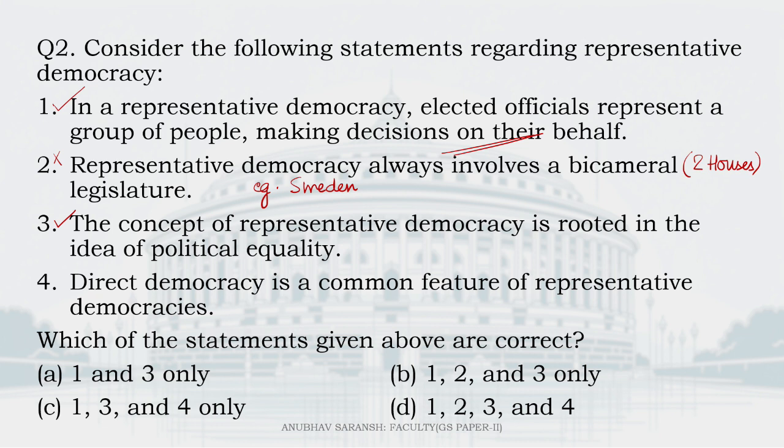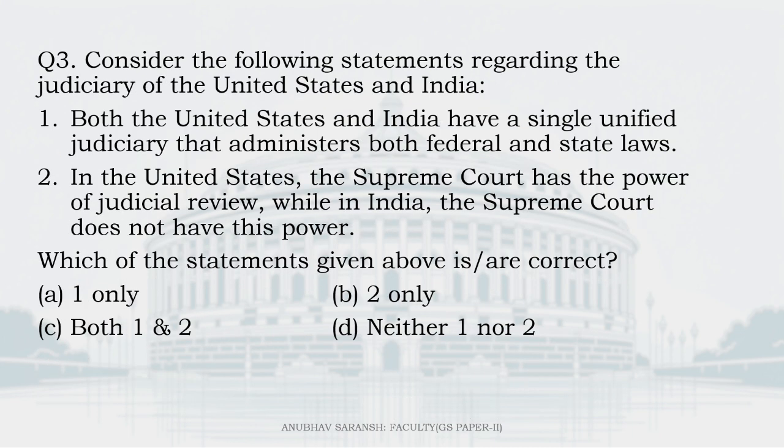Direct democracy, a concept where citizens will vote on laws and policies directly, is not a common feature of representative or indirect democracy, as we should call it. Though some elements of direct democracy, like say referendums, might be present in certain countries, still it is not a common feature. So, which of the statements are correct? 1 and 3 are correct. Right answer is A. 1 and 3 only. Moving on to question number 3.